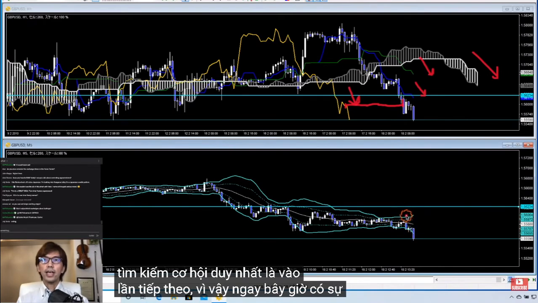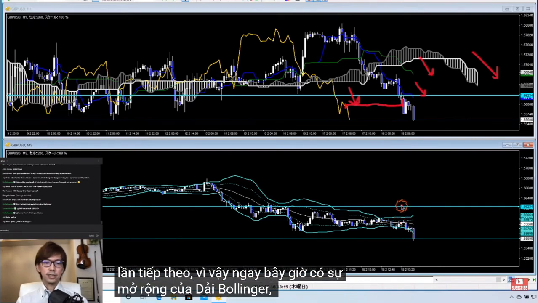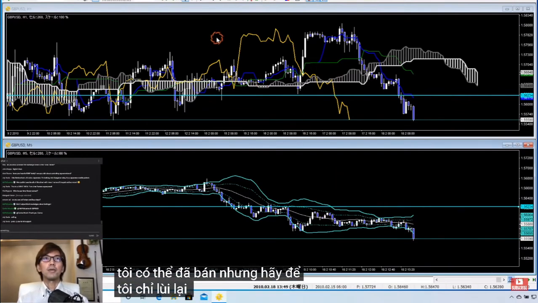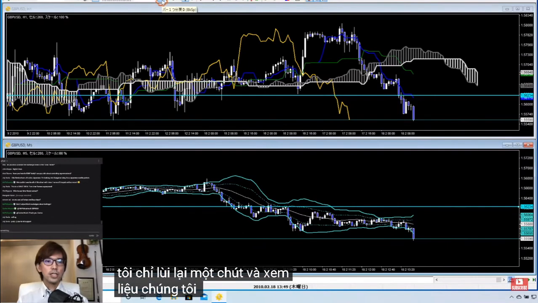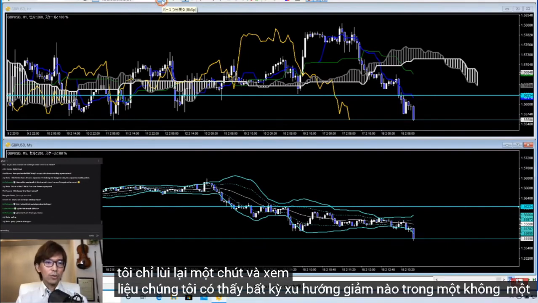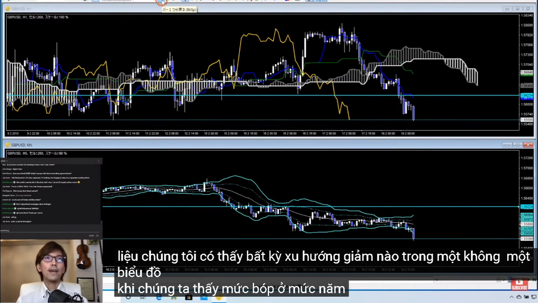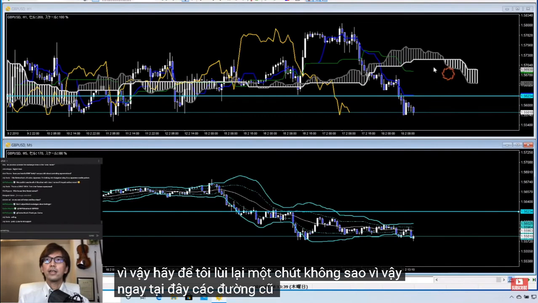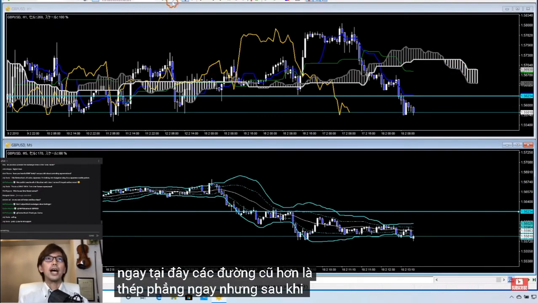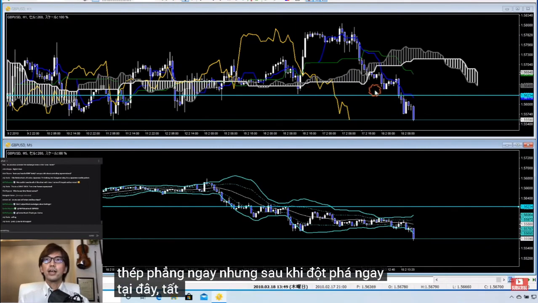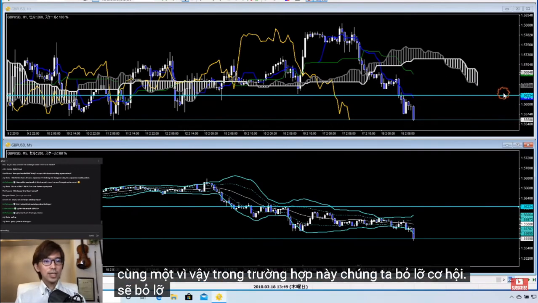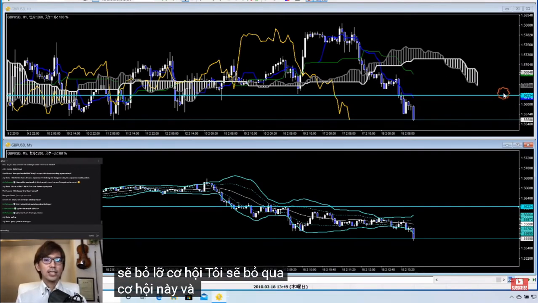So right now there is an expansion of the Bollinger Bands. So we could have been taking the sell, but let me just move back a little bit and see if we saw any downtrend in 1 hour chart when we see the squeeze at 5. So let me go backwards a little bit. Okay, so right here, all the lines are flat still, right? But after the breakout, right here, all the lines moved downwards in 1. So in this case, we missed a chance. I will just skip this chance and just wait for the next squeeze to come while it's downtrend.